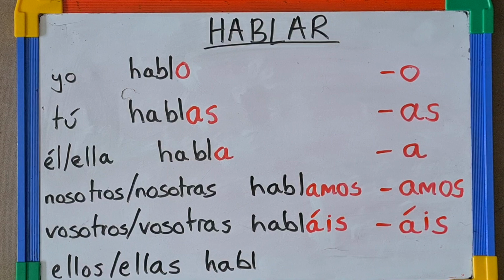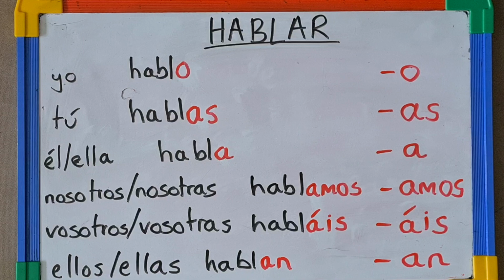Now let's think about you plural speak or you all speak. This would be vosotros or vosotras habláis. One more time. You all speak. Vosotros or vosotras habláis. And finally, they speak. This is ellos or ellas hablan. Repeat after me. Ellos or ellas hablan.